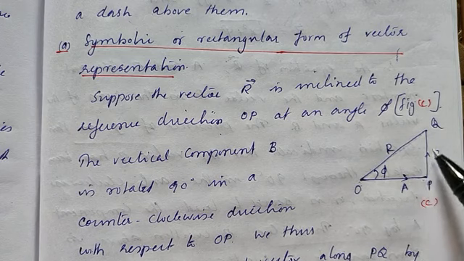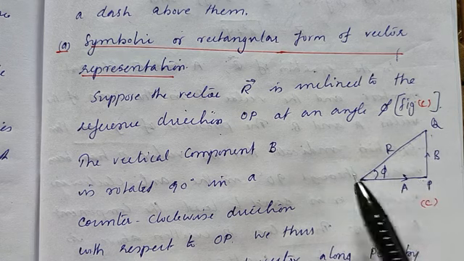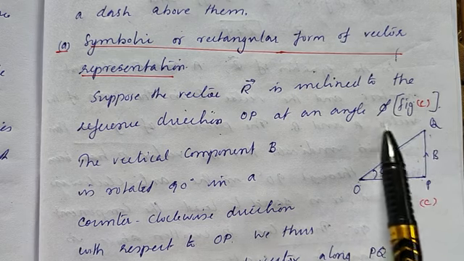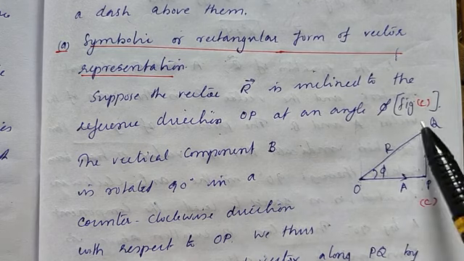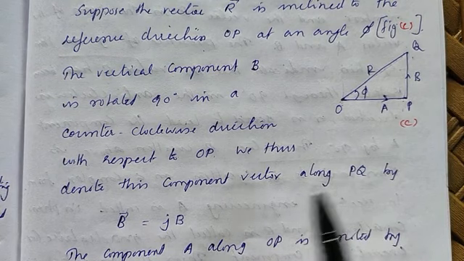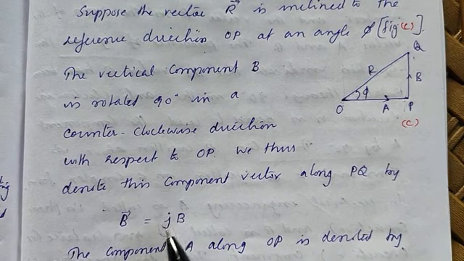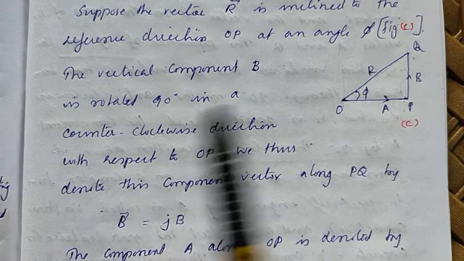So this is the vertical component which is rotated through 90 degrees in the counterclockwise direction. From the reference point, it is rotated through 90 degrees counterclockwise in order to get this vertical component. With this, we denote the component vector along PQ by B as jB, since j represents the 90 degree counterclockwise operation.